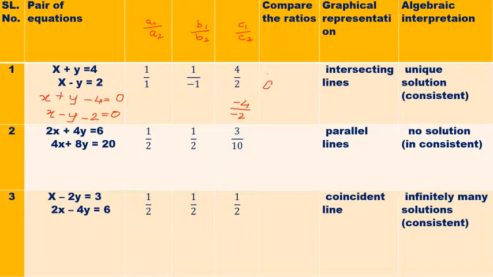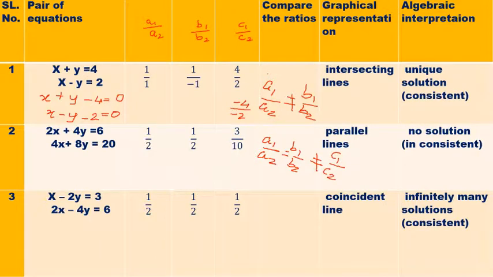Yes, A1 by A2 is not equal to B1 by B2 in the first case. In the second case, let us see. In the same way we have taken A1 by A2 and B1 by B2. We have A1 by A2 is equal to, can you see? It is equal. 1 by 2 is equal to 1 by 2. A1 by A2 is equal to B1 by B2, but it is not equal to C1 by C2.